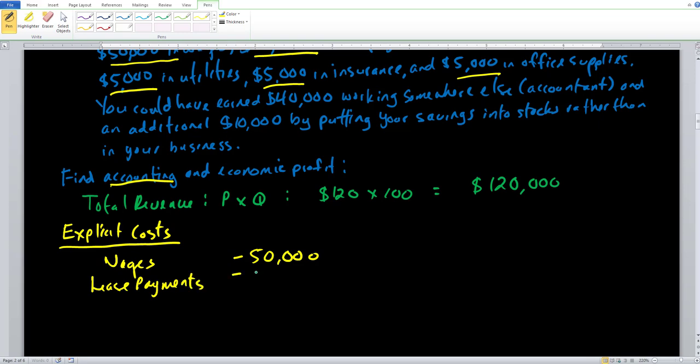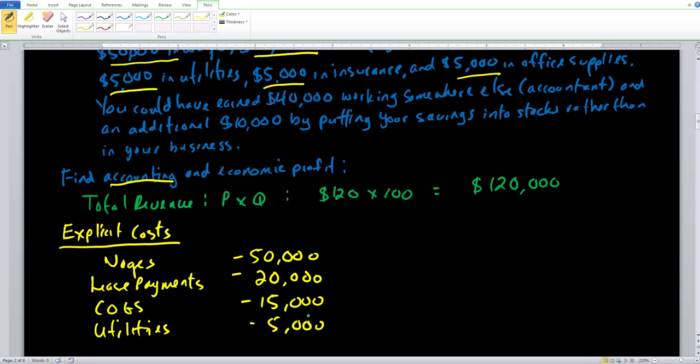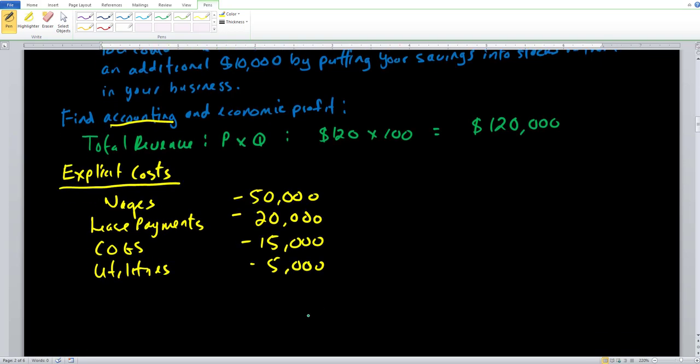That's going to be another 20,000 down the drain. We have the cost of goods sold, so COGS. That's just going to be shorthand for cost of goods sold. That's essentially your raw materials, so minus 15,000 right here. You have the utilities, which is 5,000, minus 5,000. And then you have insurance and office supplies, which are 5,000 as well. So insurance minus 5,000. And then office supplies, which is another $5,000 right here.